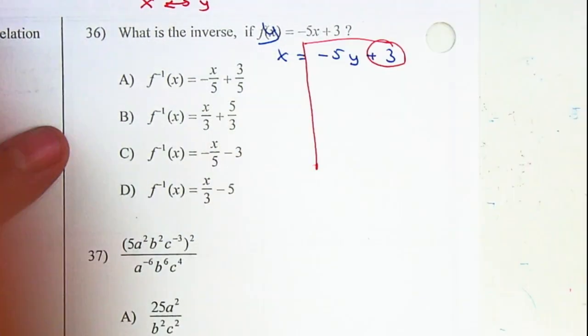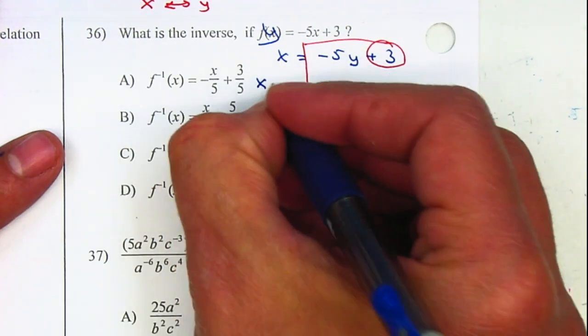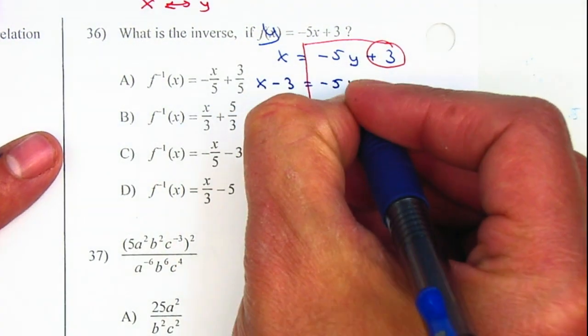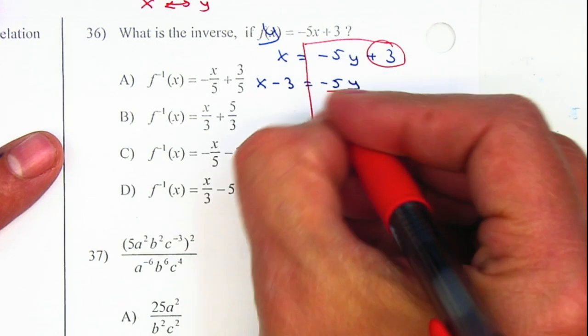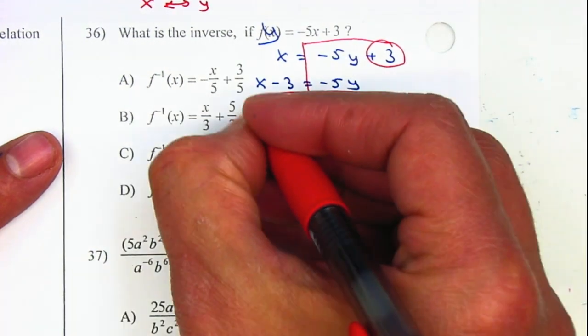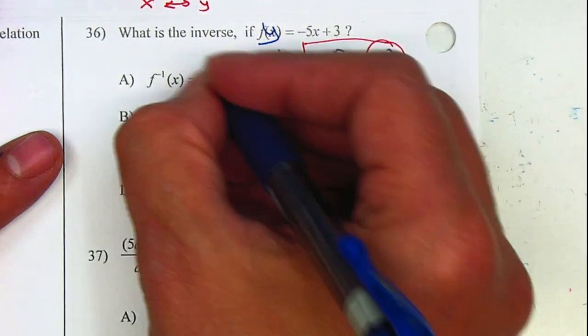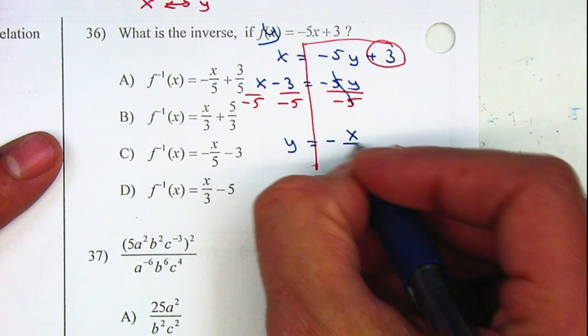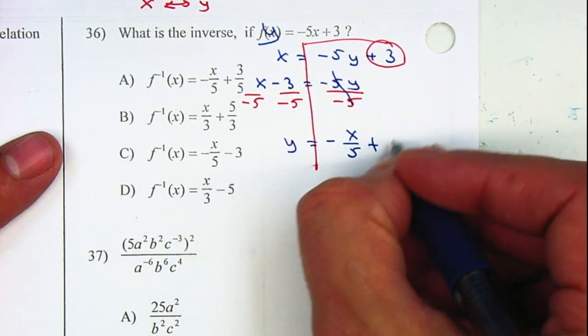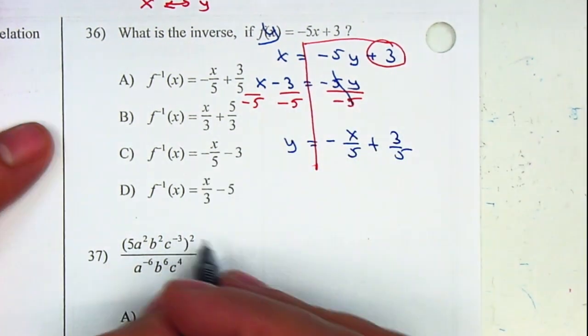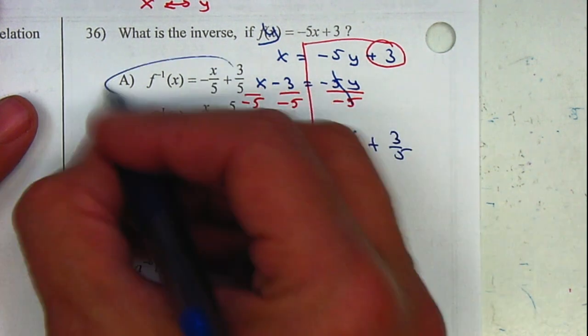I'm going to move that 3 to the left, becomes a negative. From here, I'm going to divide by negative 5. That cancels. So it gives me y is equal to, let's switch this around, negative x over 5. Negative negative becomes a positive 3 over 5. So your answer is A.